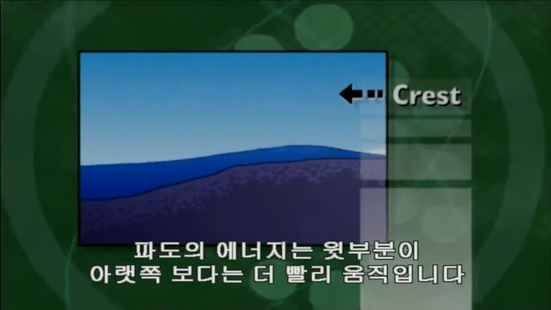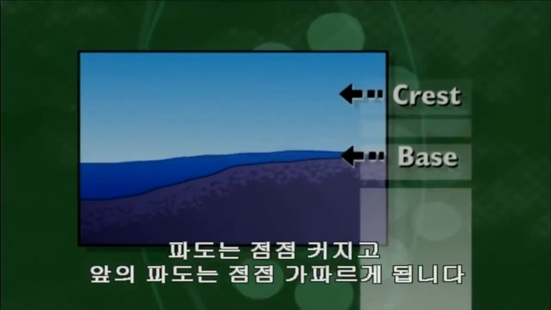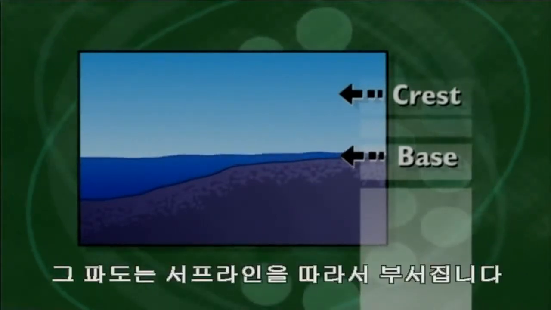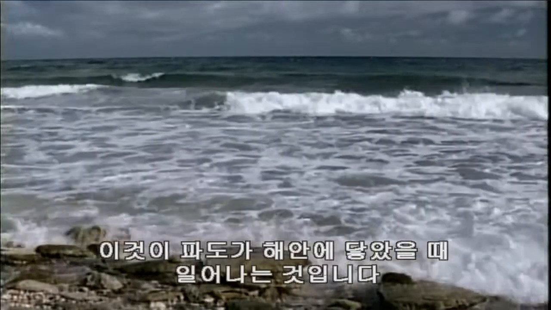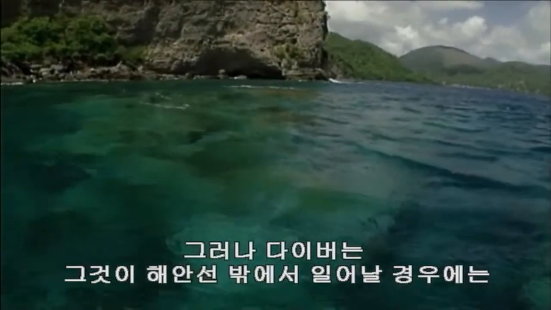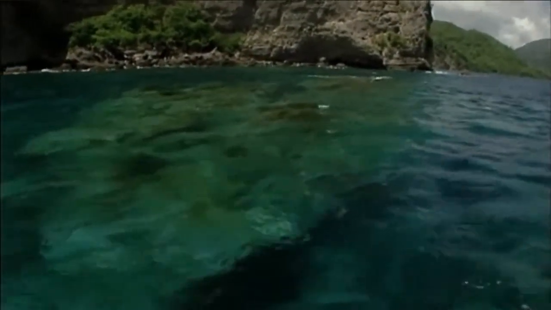When the energy in the wave causes the crest to start moving faster than the base, the wave grows taller, and when the front of the wave gets too steep, the waves break along a surf line. This is what happens when waves approach shore. But the diver can also become aware of submerged sandbars and reefs if there is a surf line located offshore.